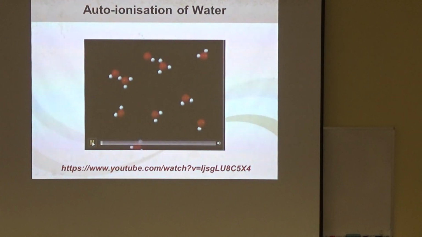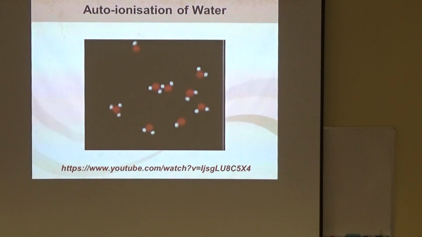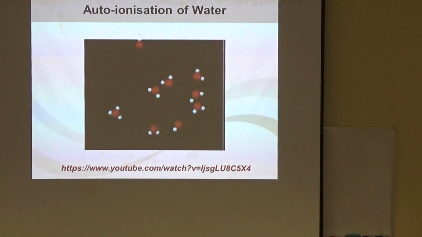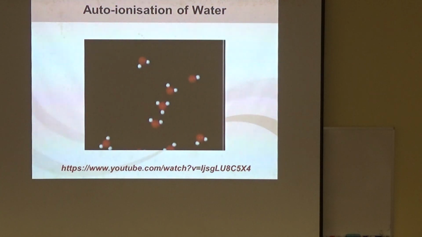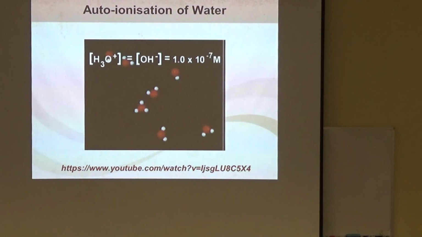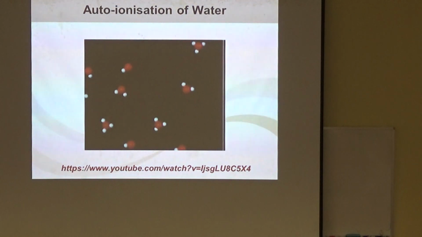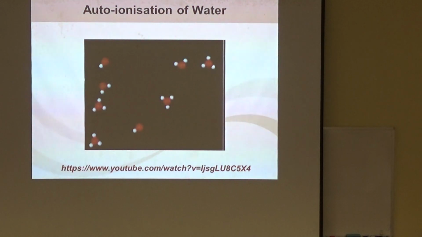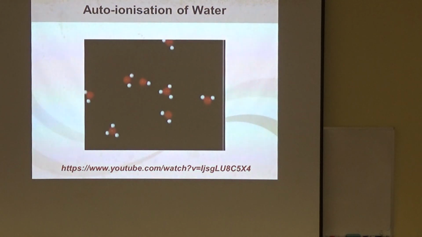Ionization is the process in which two like molecules react to give ions. Water undergoes a self-ionization to form hydronium ions and hydroxide ions. The reaction maintains a steady concentration of each of these ions at 1 × 10 to the -7th molar under neutral conditions. The product of these concentrations is the ion product constant for water, Kw, and is equal to 1 × 10 to the -14th at 25 degrees Celsius.